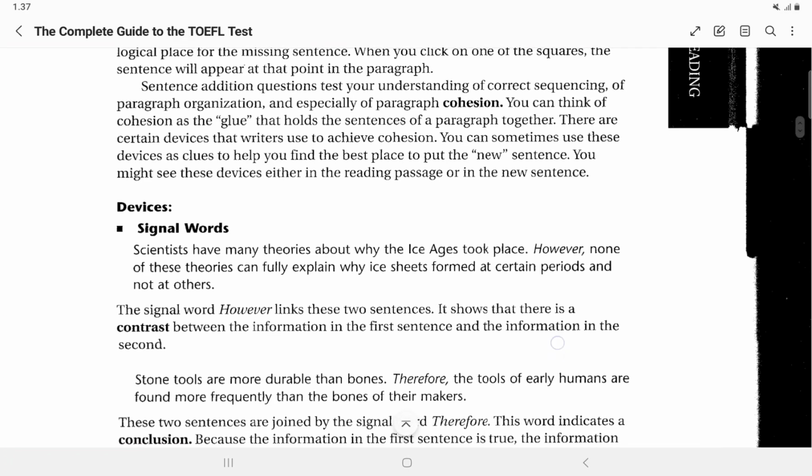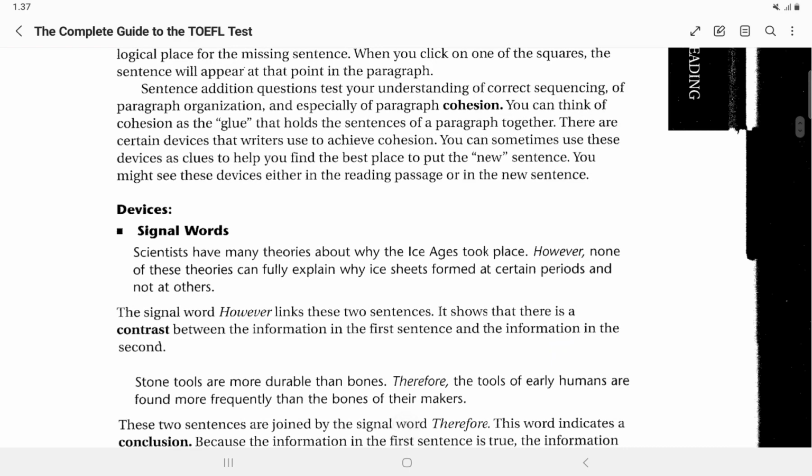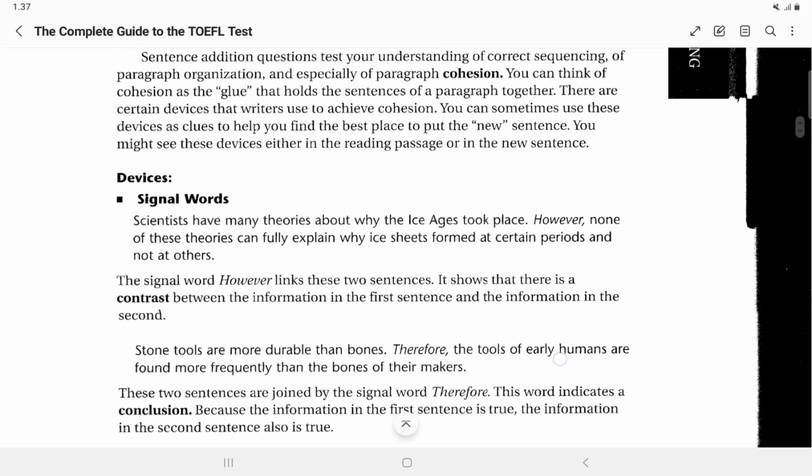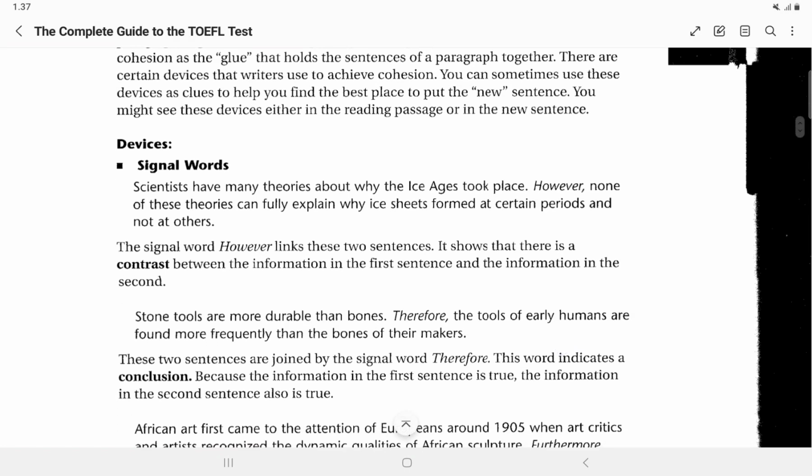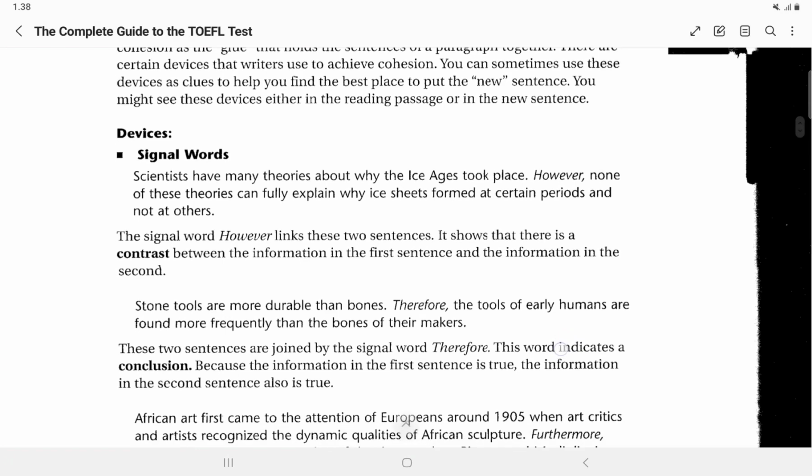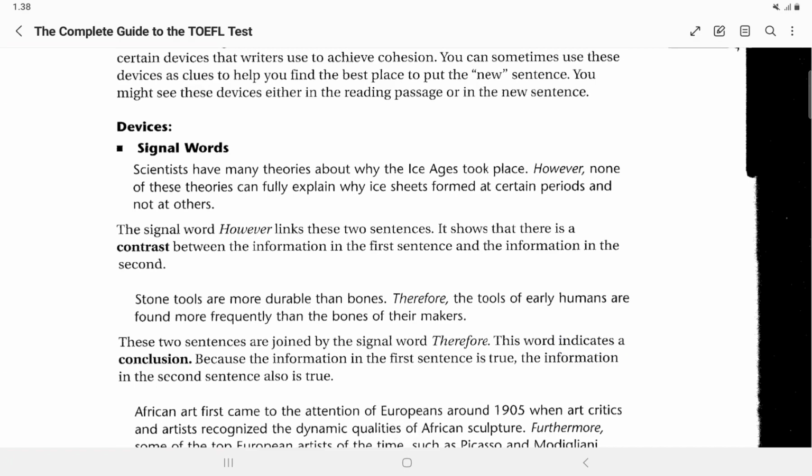When you click on one of these squares, the sentence will appear at that point in the paragraph. Sentence addition questions test your understanding of correct sequencing, of paragraph organization, and especially of paragraph cohesion. You can think of cohesion as the glue that holds the sentences of a paragraph together. There are certain devices that writers use to achieve cohesion. You can sometimes use these devices as clues to help you find the best place to put the new sentence. You might see these devices either in the reading passage or in the new sentence.